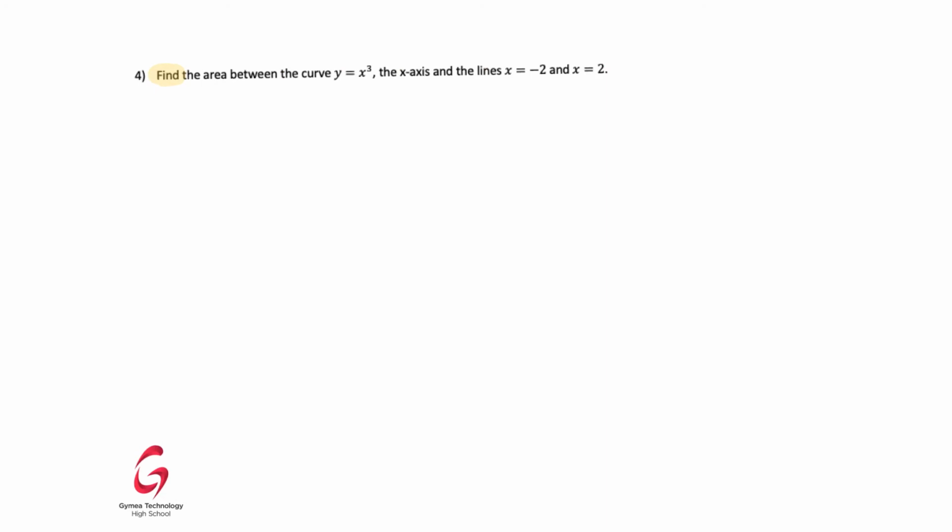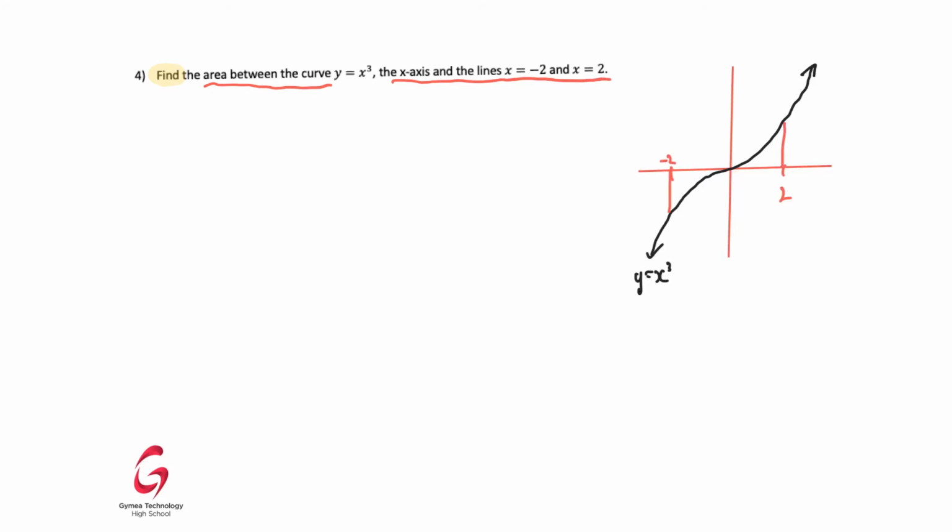Okay, example number 4, and it says, find the area between the curve again, and it's the same curve, x cubed, the x-axis, and the lines x equals -2 and x equals 2. Okay, so here's our curve, and here's our two spots. We're going to be finding the area in between the curve and 2, and between the curve and -2, and that bounded by that x-axis.